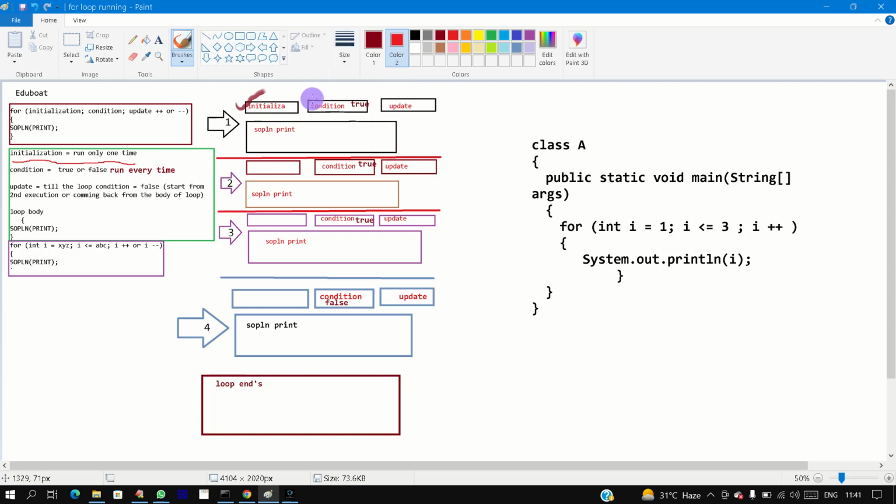After initialization, the condition will be run. If the condition is true, then the loop will go to System.out.println. For the second iteration, it will go to the update. After updating, condition, then SOPLN, then again update, again condition, SOPLN. If the condition is false, our loop will come to an end.